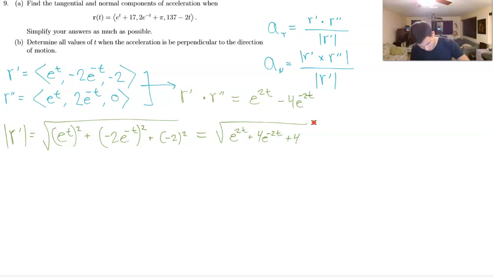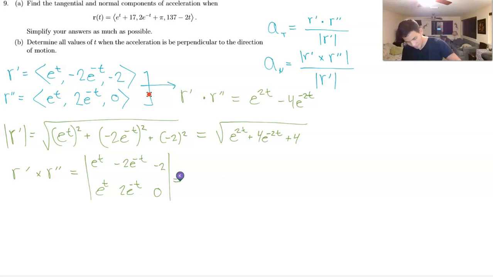Okay. So let's find r prime cross r double prime. Instead of doing the dot product of these guys, we're going to do the cross product. So e to the t, negative 2e to the negative t, negative 2, and e to the t, 2e to the negative t, 0. Okay, what do we get? Well, we get another vector, and this vector will be 0 here, and negative, negative, so then 4e to the negative t, and then negative on the outside of this. So we get 2e to the t.